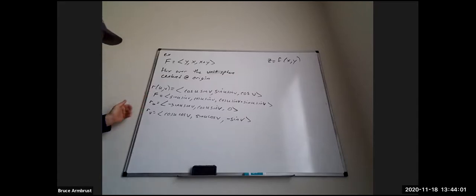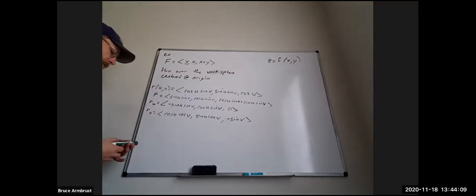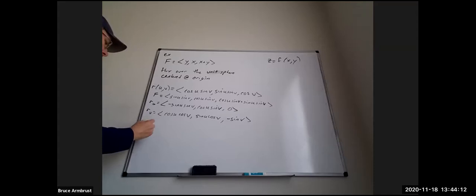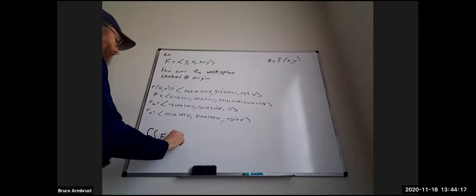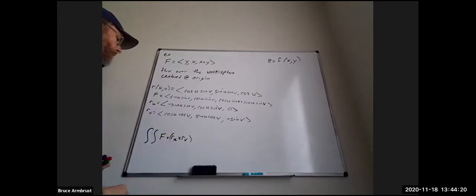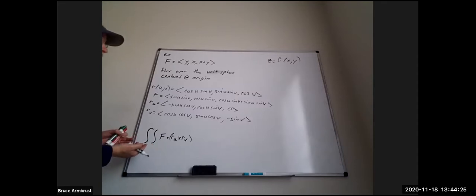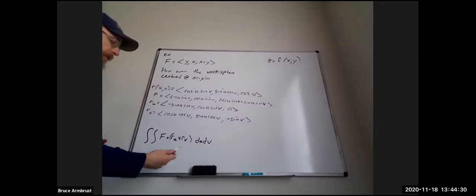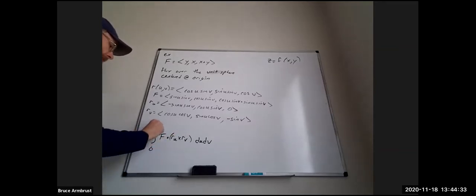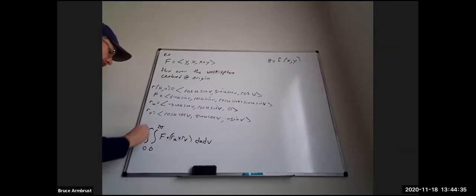So there's our field, there's our RU and our RV, all in terms of U's and V's. And so now we need a double integral of F dotted with RU cross RV. And I'm going to go ahead and put the bounds on this. Since we're doing the entire sphere, if we do du dv, U was our theta, so that's 0 to 2 pi. And then V, that was our phi value, which is going to go from 0 to pi.